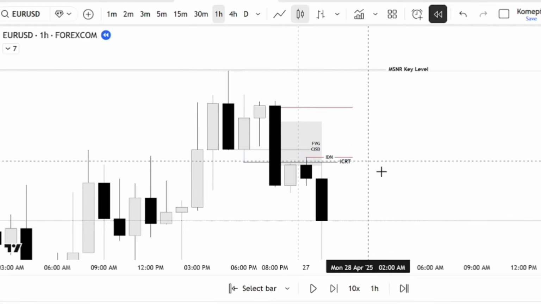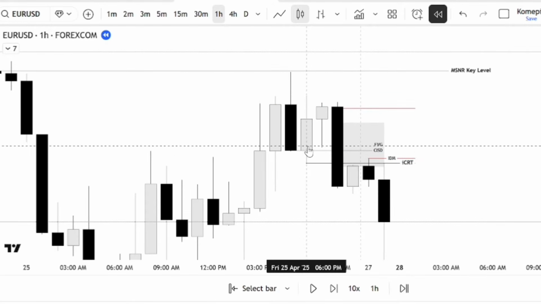So I'll take this off again. Remember, this candle is part of our key levels. So this candle is the only iCRT. So you see, using the traditional MSNR, whatever it is, wherever it came from, the Alchemist, whatever name they call it, it doesn't really matter. The name doesn't matter. The most important thing is the concept of how it works.